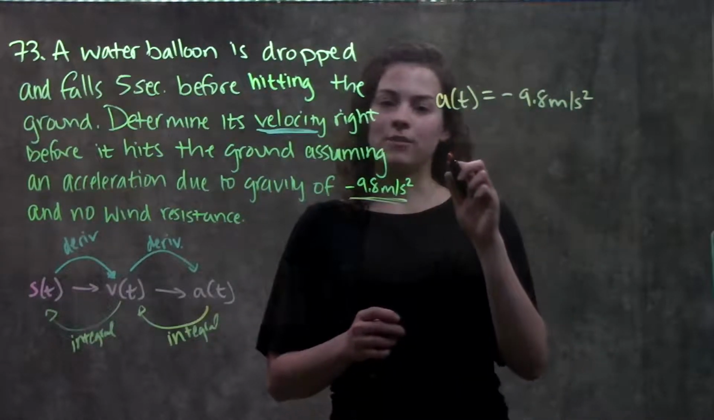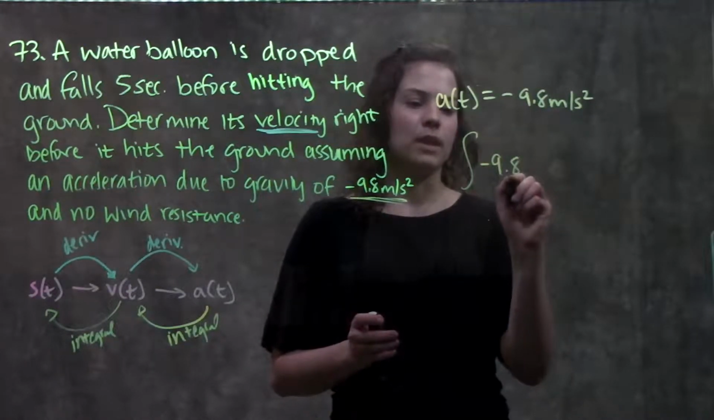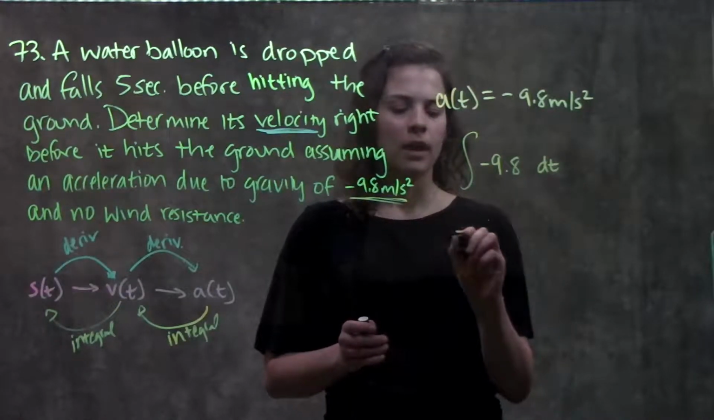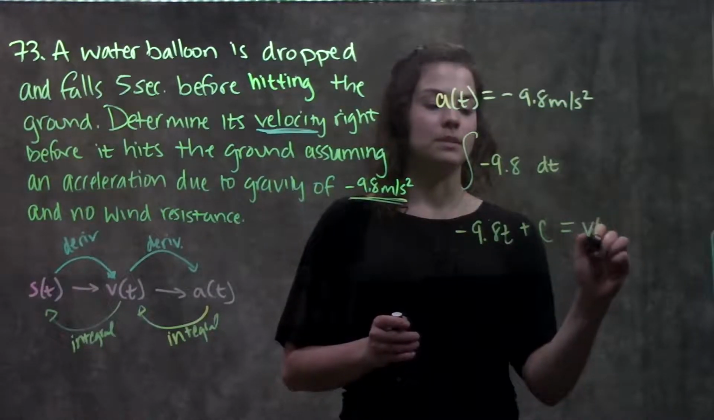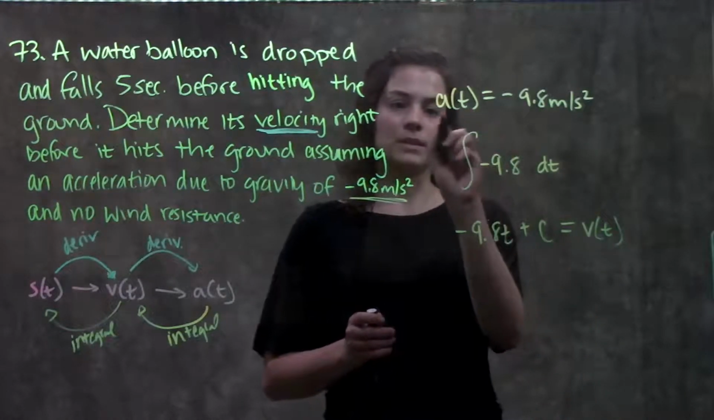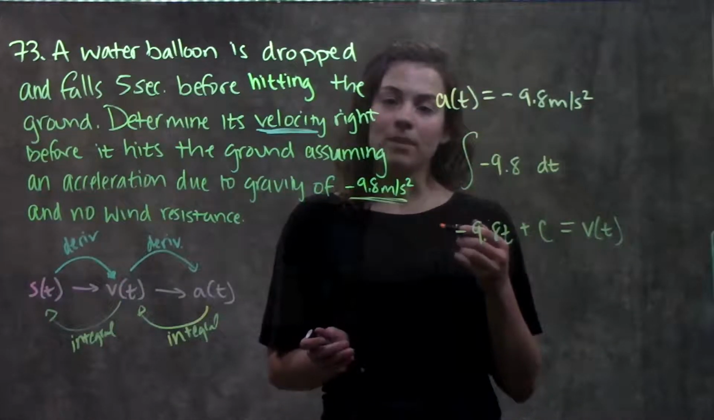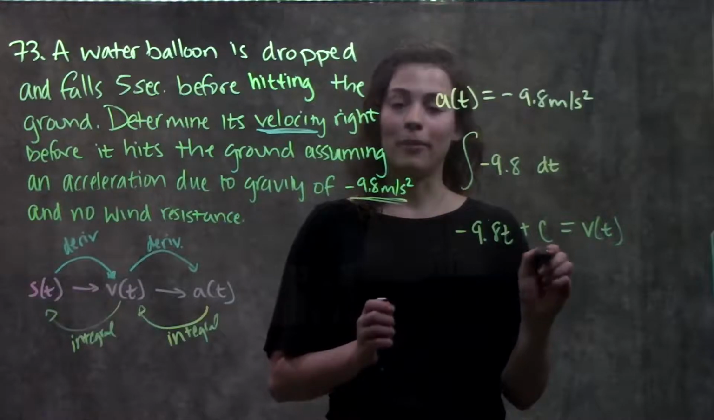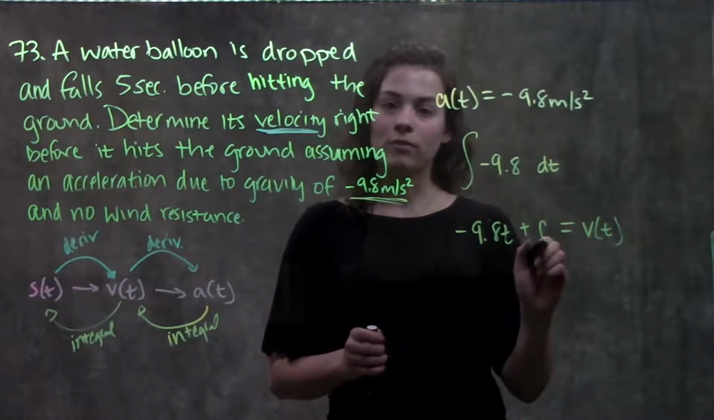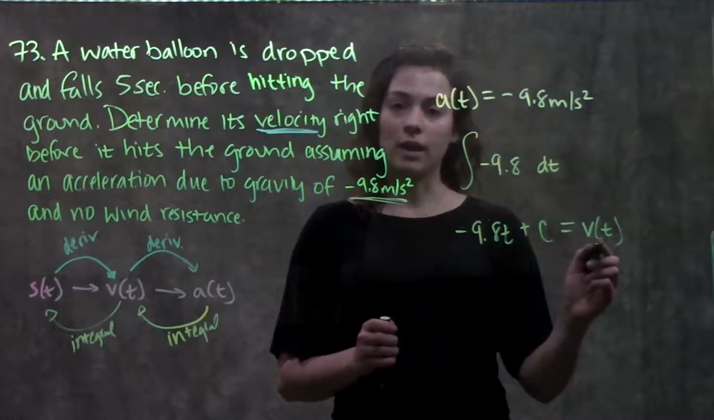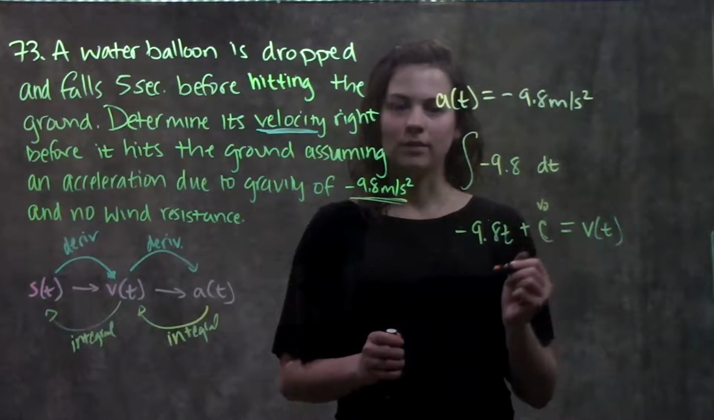All right, and to get to velocity, like we said, we just take the integral. So you have the indefinite integral of negative 9.8 dt. This just becomes negative 9.8 t plus c is equal to v of t. So we went from acceleration to our velocity function by taking the integral. But remember, since this is an indefinite integral, we have to add a plus c over here. And this plus c is the initial value of our function. And since we're talking about a velocity function, this represents our initial velocity, or our v naught.